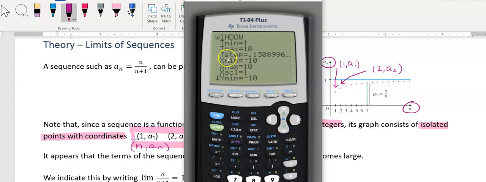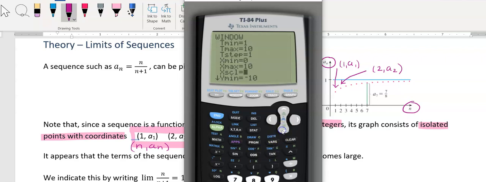Your t step, since we're only plotting at positive integers, this should be a positive 1. So we'd be starting at 1, and since our t step is 1, that would mean our next value would be 2, 3, and 4 all the way to 10. Now for our x min, just kind of think about the type of x values we would have. We're not going to have anything less than 0, so we're going to go from 0 to 10.